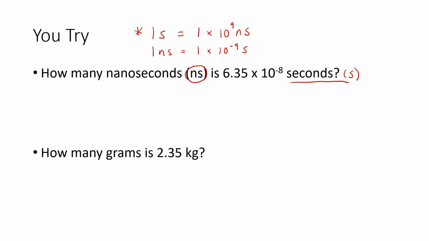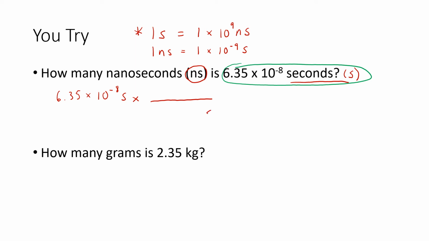We're going to start with what we're given in the problem in terms of the unit and the number. We're going to start with 6.35 times 10 to the negative 8th seconds. We want to write our unit conversion as a fraction, and we're going to put seconds in the denominator and nanoseconds in the numerator so our units work out correctly. 1 second is 1 times 10 to the 9th nanoseconds.